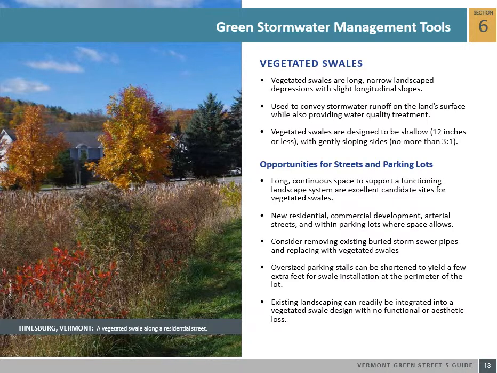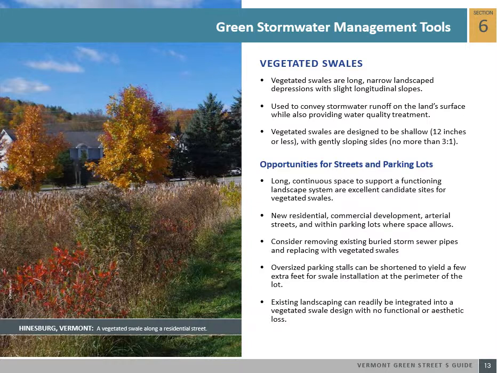Vegetated swales are long, narrow landscape depressions with slight longitudinal slopes. They are primarily used to convey stormwater runoff on the land's surface while also providing water quality treatment. As water flows through a vegetated swale, it is slowed by the interaction with plants and soil, allowing sediments to settle out. Pollutants are entrapped by vegetation or broken down by microbial action, rendering the water cleaner.